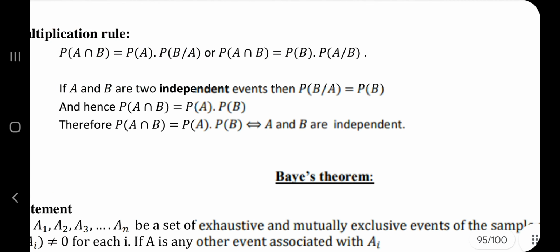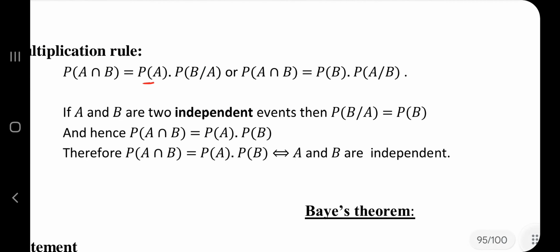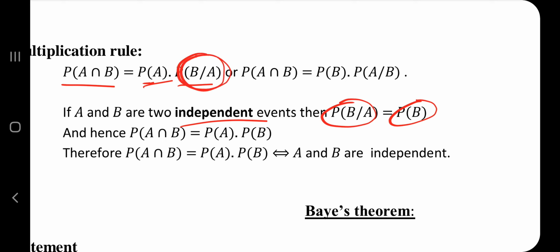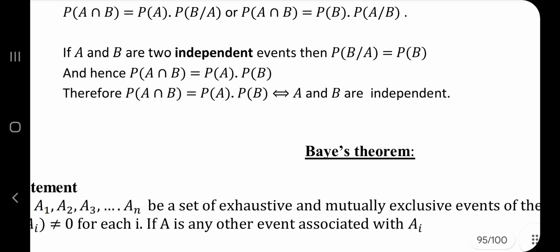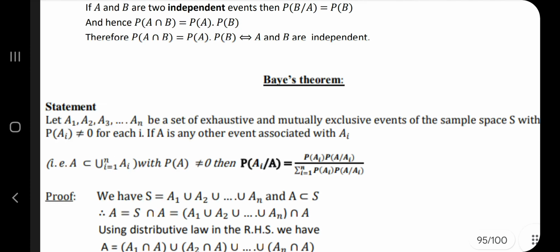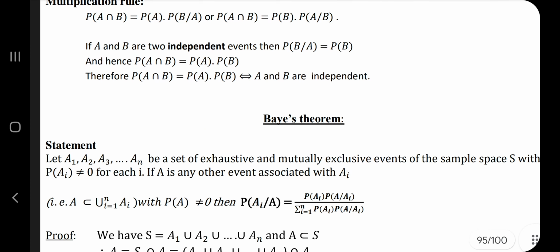Okay, multiplication rule. P of A intersection B is equal to P of A into P of B by A. Okay, if there are two independent events, then P of B by A is equal to P of B. So this will be equal to what? P of B. So it will be P of A into P of B, right? P of A into P of B if it is an independent event. So P of A intersection B is nothing but P of A into P of B. Okay, so that was about the conditional probability and the multiplication rule.